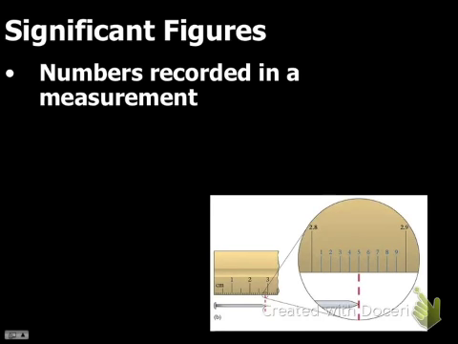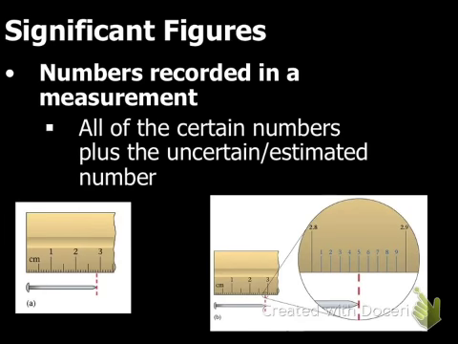So first we need to talk about what significant figures are. Significant figures have to do with how a measurement was taken. Basically, they are the numbers recorded in a measurement. And when you record a measurement in the lab, it's assumed that you do it according to this method. Any piece of equipment will have a limitation in terms of how precise it can be.